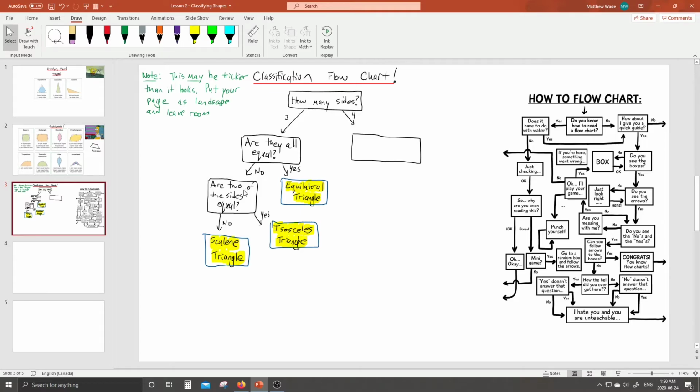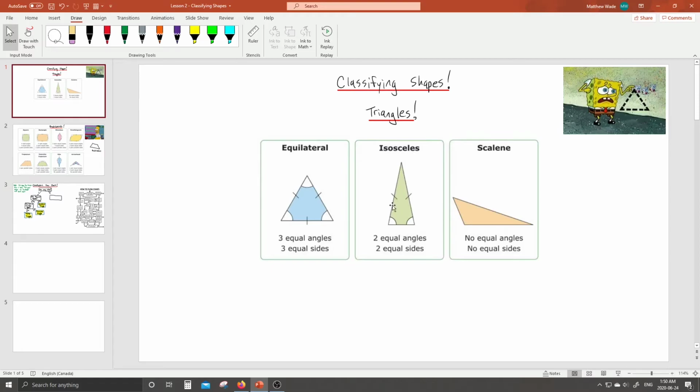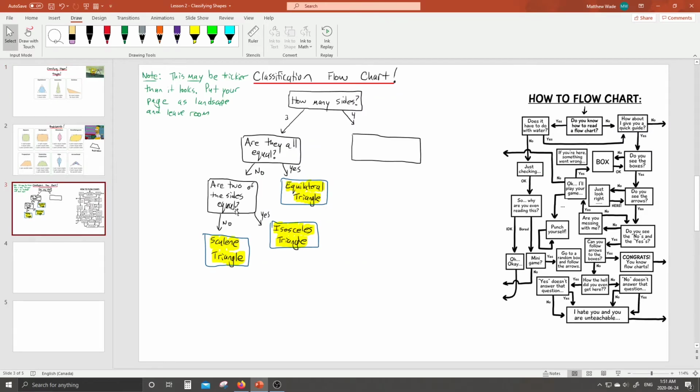Now, if it's no, that doesn't quite narrow it down enough, because that just means it could be this or this. It could be isosceles or scalene, so I needed a new question. And here's what my new question is. Are 2 of the sides equal? If the answer is yes, then it's called an isosceles triangle, which you know. And if the answer is no, then it's a scalene, because it's the only one that's left.